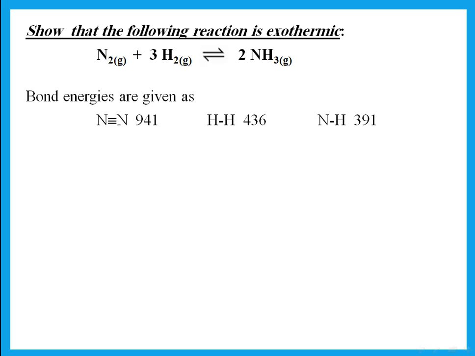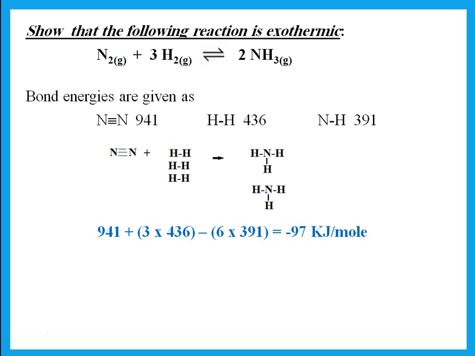Another example, here we have nitrogen plus 3 hydrogens to give 2 ammonia. Now, what are the bonds that we have? I have a triple bond between the nitrogens. Now, he's telling me that to break this triple bond between the nitrogens, I need 941 kilojoules. To break each HH bond, I need 436. To form each NH bond, it will give out 391. Let us take a look at each of them.